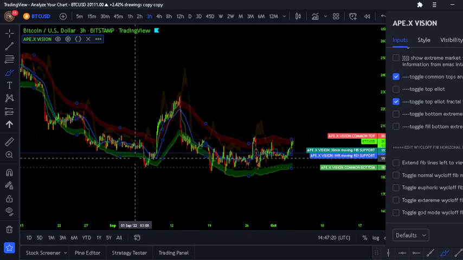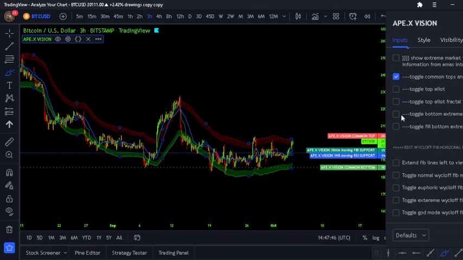The common top will be more resistance for the price action, but you can use both of them to look for tops. And I don't want to flood the chart too much. Where do I want to go next?